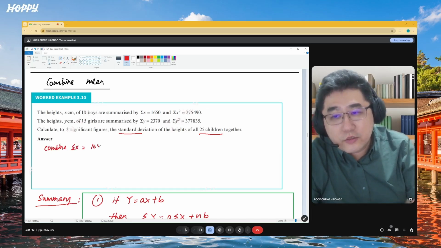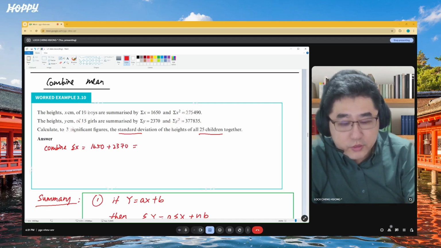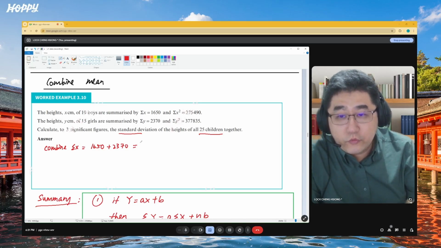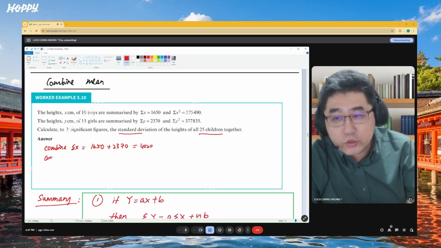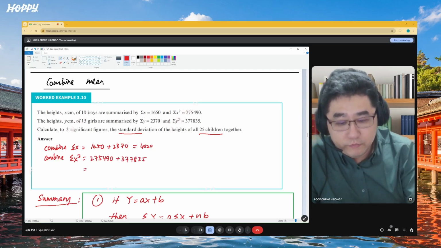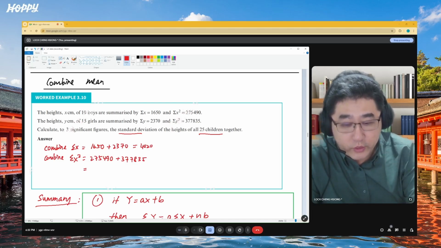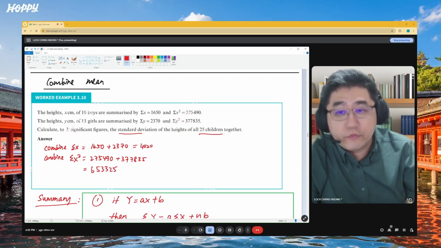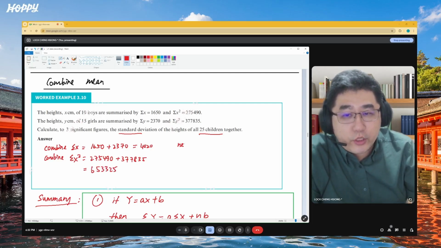So therefore you need to combine sum of x. That will give you 1650 plus 2370, which gives you 4020. And you need to have a combined sum of x squared: 275490 plus 377835, you have 653325.